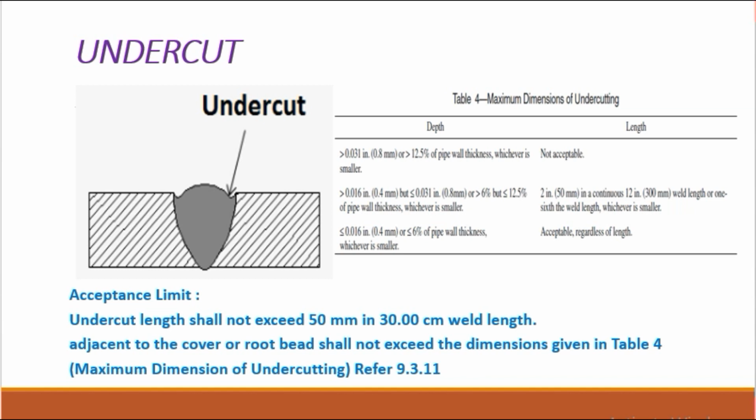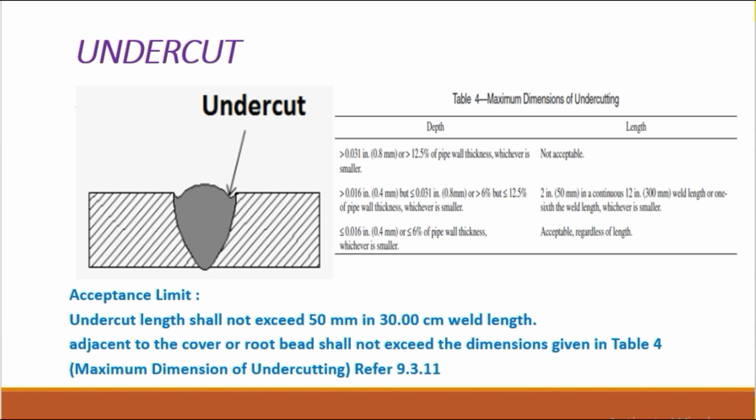Undercut. You see the parent metal. This is not fusion; the current is too high, so the parent metal has melted and undercut has occurred. Acceptance limit: undercut length shall not exceed 50 mm in 300 mm of weld length. The total of all undercut, including 50 mm in 300 mm of weld length, is acceptable. If it is more than that, then it is not acceptable.